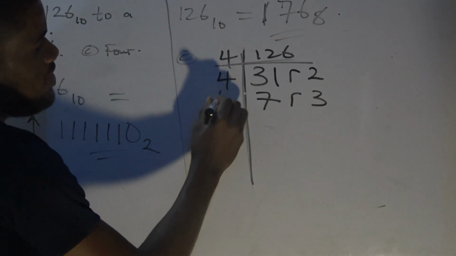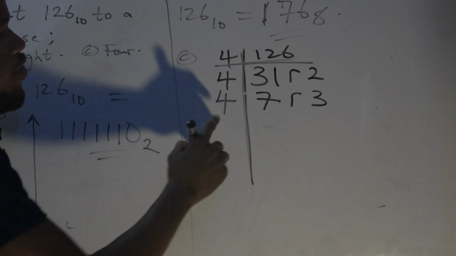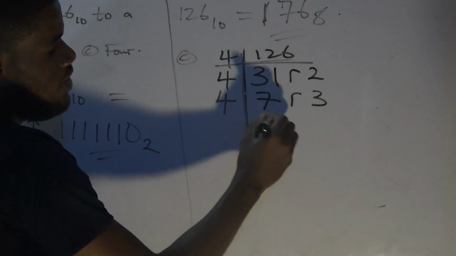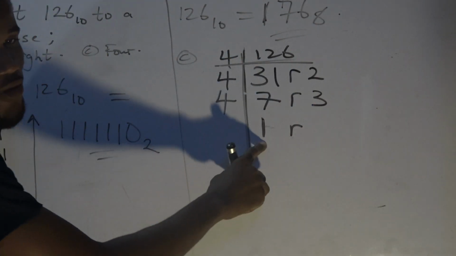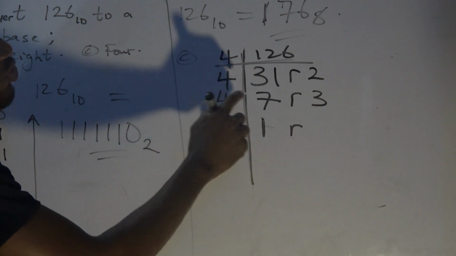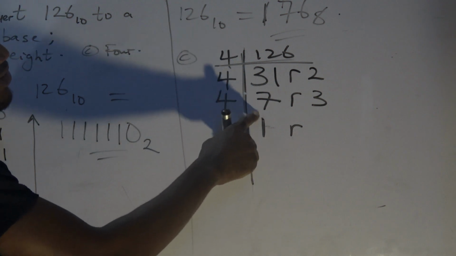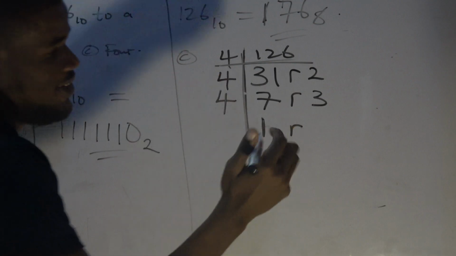Now 4 has to still divide 7. 4 in 7 is 1. 4 times 1 is 4. To get your remainder, 4 times 1 is 4. Now for you to get this 7, 4, 5, 6, 7. Remainder 3.